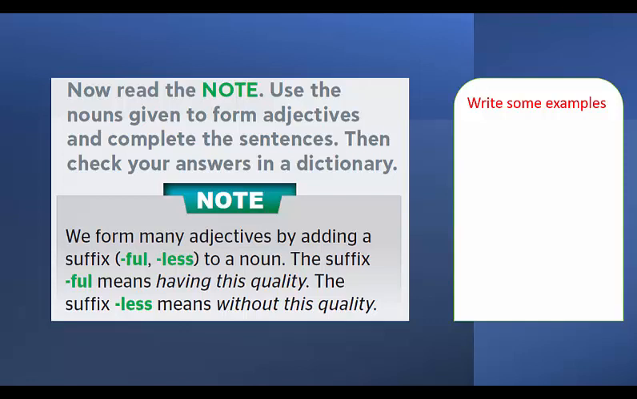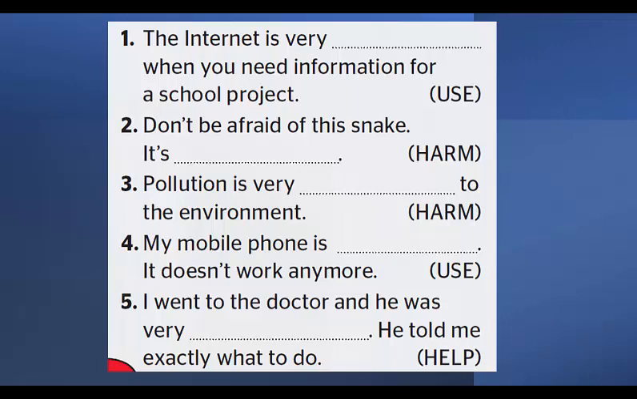We form many adjectives by adding a suffix full or less to a noun. The suffix full means having this quality, positive. The suffix less means without this quality, negative. So let's do it together. We have sentences and I give you the word between brackets and we try to form the adjective out of it by using less or full.